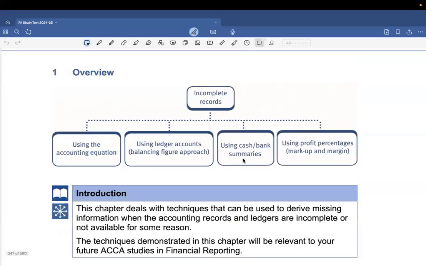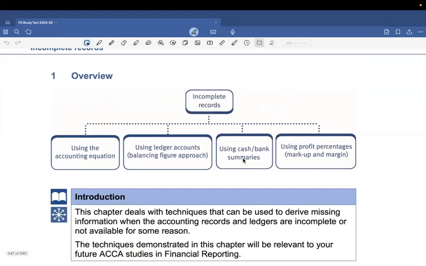So incomplete records, from the name itself, you should understand that there is something missing in the accounts, right? So we have to somehow fill it, right? What happens is that either something has happened in our business, or for some reason we were not able to record something. That way there are incomplete records. That is the opposite of complete records.